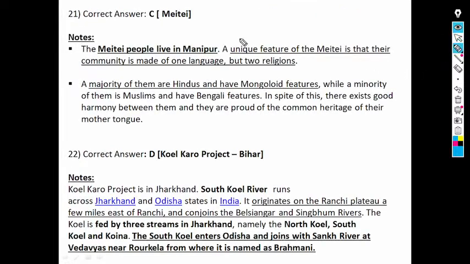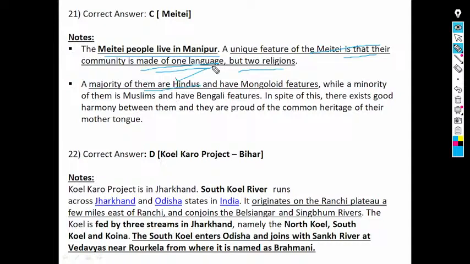Meitei people live in Manipur. The unique feature of the Meitei is that their community is made of one language but two religions.